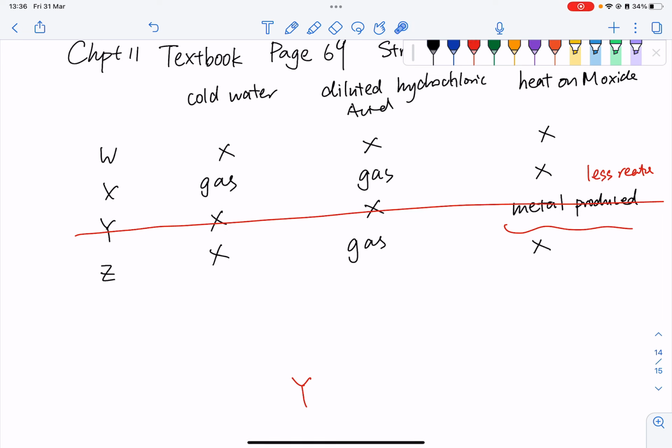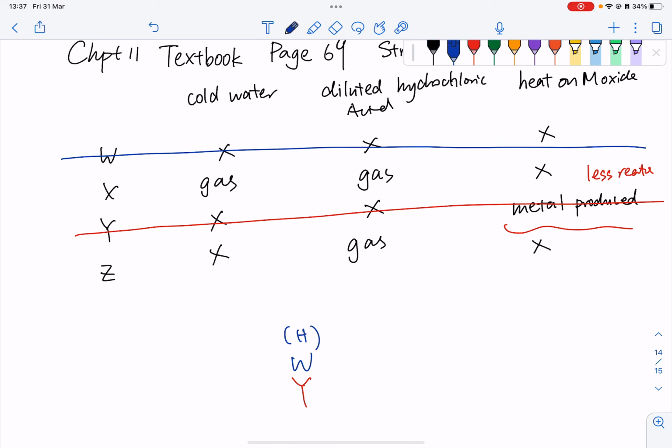And then let's take a look at the diluted hydrochloric acid. So only W is behind H. X and Z are all in front of H, right? So let me put a H here, and then probably a little bit above. Then I know that W is behind H, right? So we know W is the last second. And then let's compare X and Z.